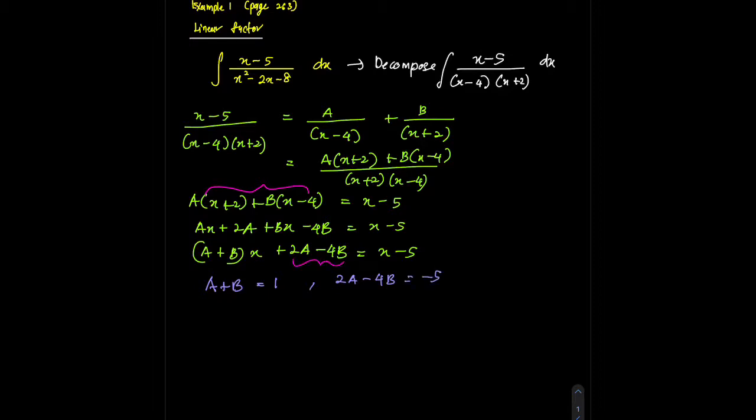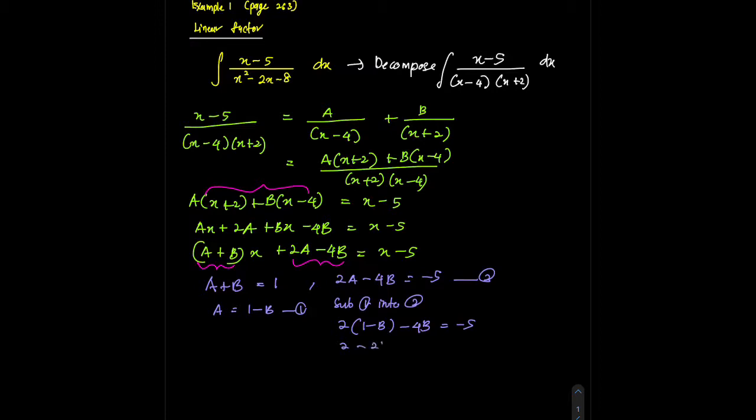For this part it is equivalent to negative 5, and for the first part it is equivalent to 1. Therefore, A is equivalent to 1 minus B. You can simplify these terms, or you can just let this one be the first equation and this one the second equation. So substitute 1 into 2: 2A, where A is 1 minus B, minus 4B is equivalent to negative 5.